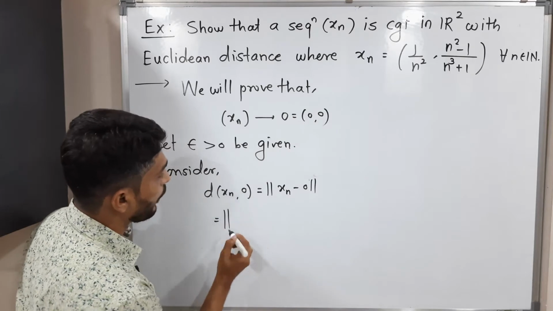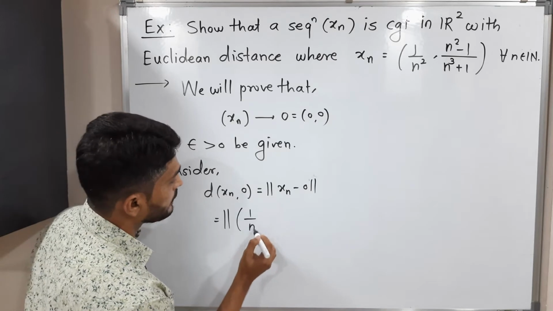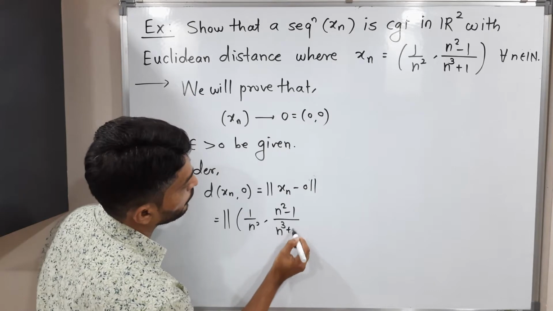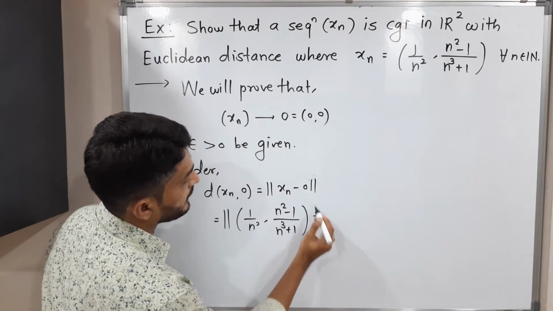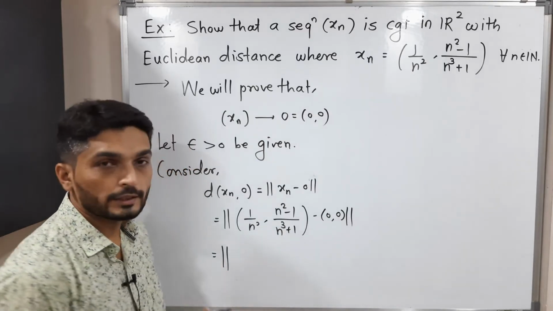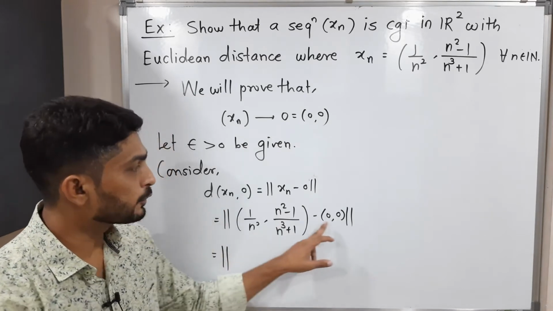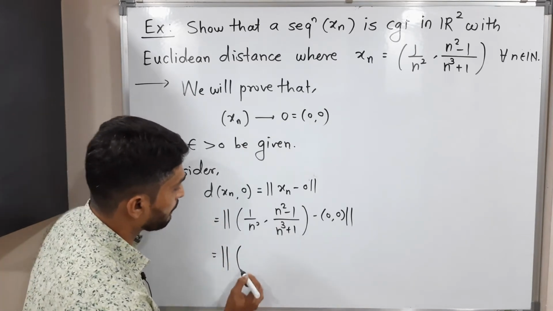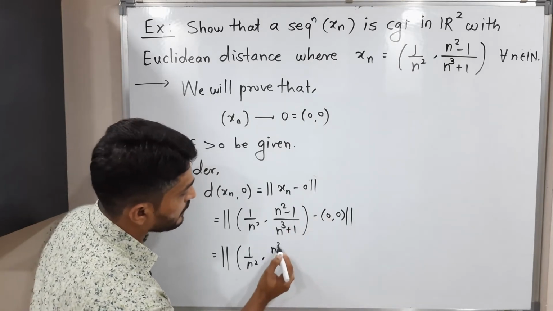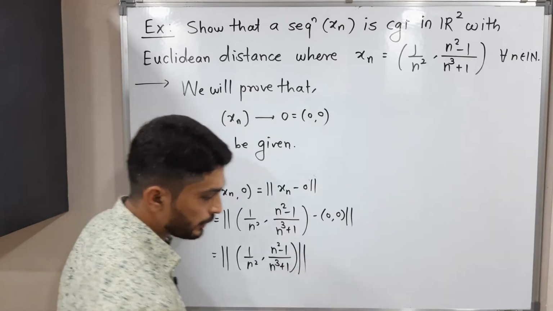So this is equal to the norm. Let us put the value of xn: it is 1 upon n square and n square minus 1 upon n cube plus 1, minus 0, meaning here 0, 0. You know how to subtract one element of R2 from another. It's simply component-wise subtraction. First component minus 0 you will have 1 upon n square, comma, second component minus 0 you will have the same, n square minus 1 upon n cube plus 1.